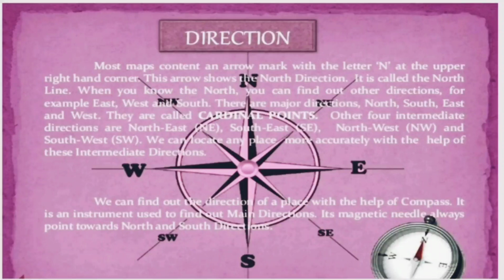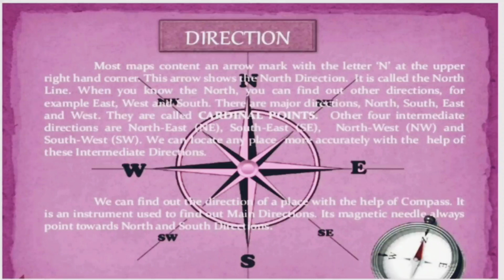Most maps contain an arrow marked with the letter N at the upper right hand corner. This arrow shows the north direction. It is called the north line. When you know the north, you can find out other directions, for example, east, west and south. There are major directions like north, south, east and west. They are called cardinal points. Other four intermediate directions are northeast, southeast, northwest and southwest. We can locate any place more accurately with the help of these directions.